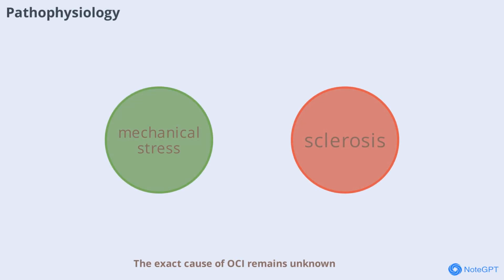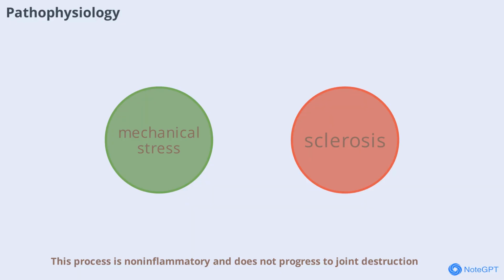The exact cause of OCI remains unknown, but mechanical stress across the sacroiliac joints is believed to play a significant role. During pregnancy, hormonal changes soften pelvic ligaments, increasing strain on the sacroiliac region. The ilium responds to this stress with bony thickening, visible as sclerosis on imaging. This process is non-inflammatory and does not progress to joint destruction. Understanding the pathophysiology helps explain why OCI is more common in postpartum women and why it is self-limiting.